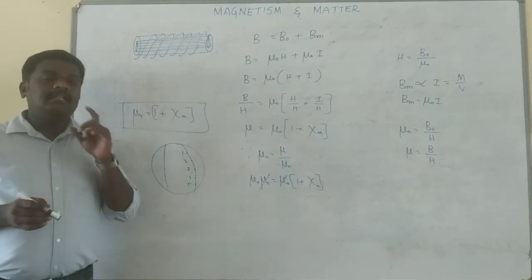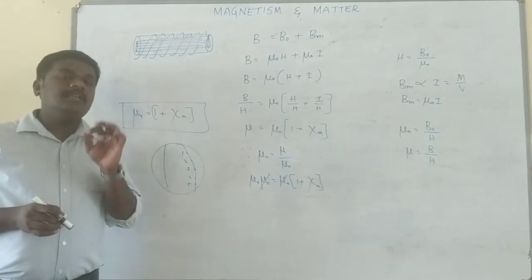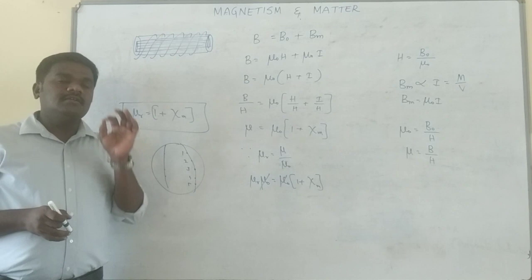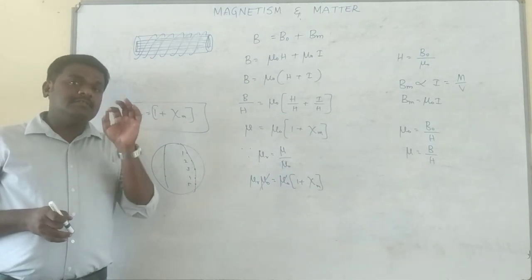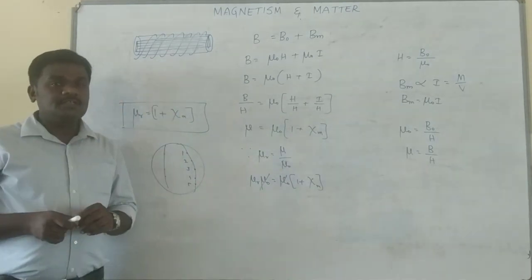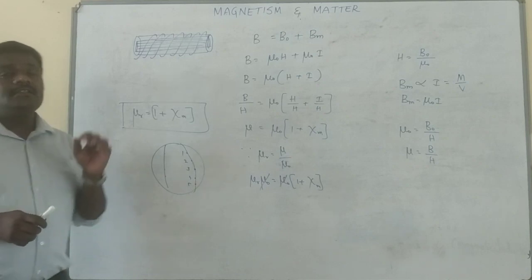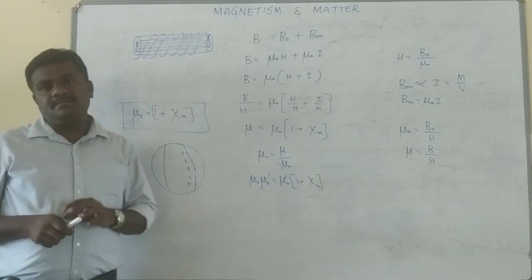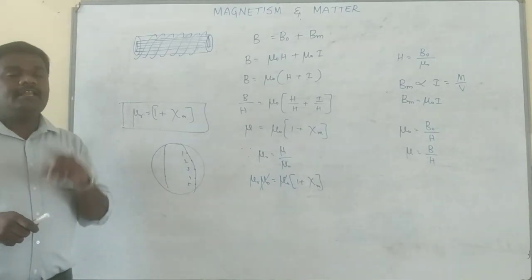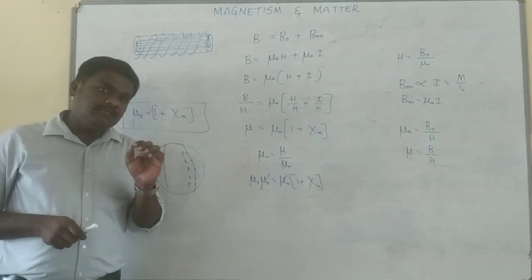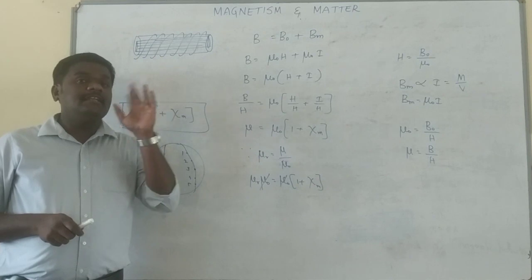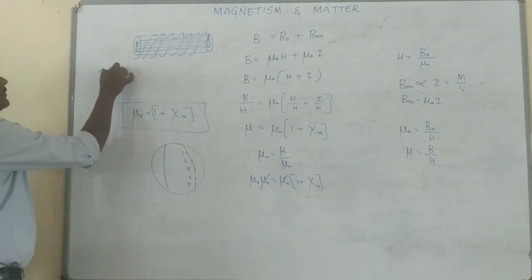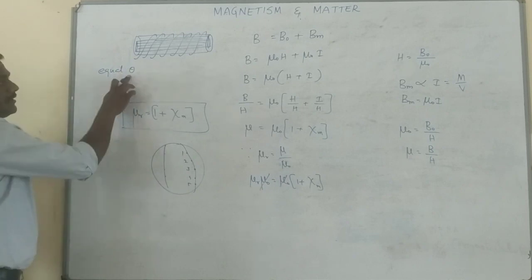Isogonic, the line which is passing through the equal declination points. Agonic, the line which is passing through the 0 declination points. Similarly, isoclinic, the line which is passing through the equal inclination points. Then aclinic, the line which is passing through the 0 inclination. So, I repeat, equal theta, nothing but declination.